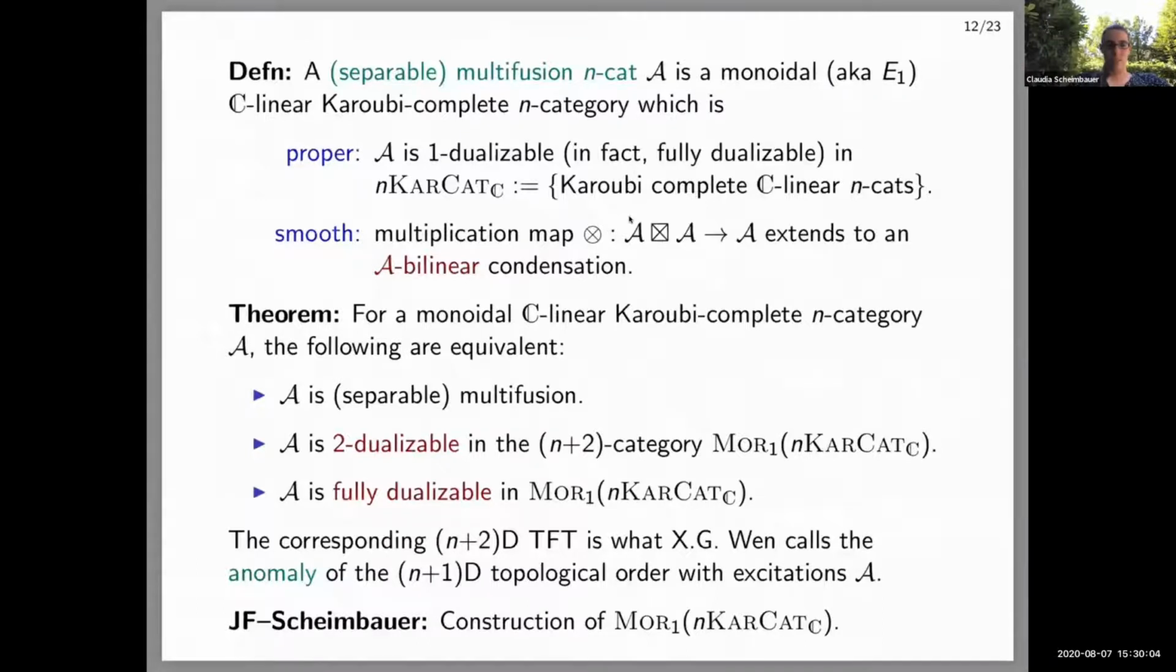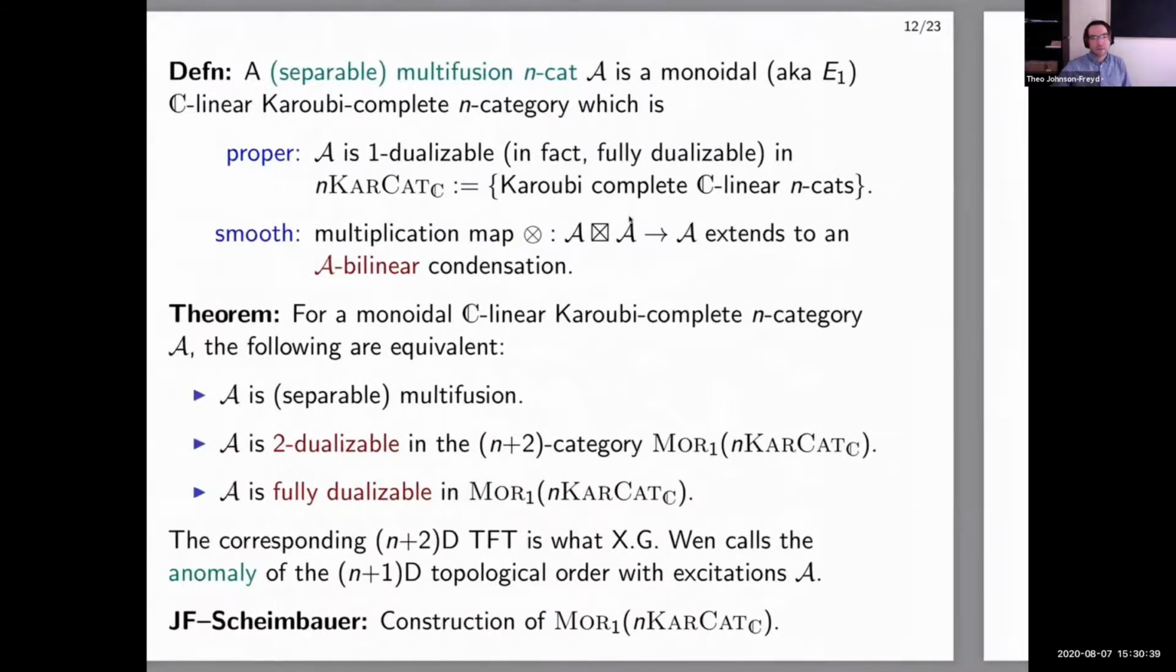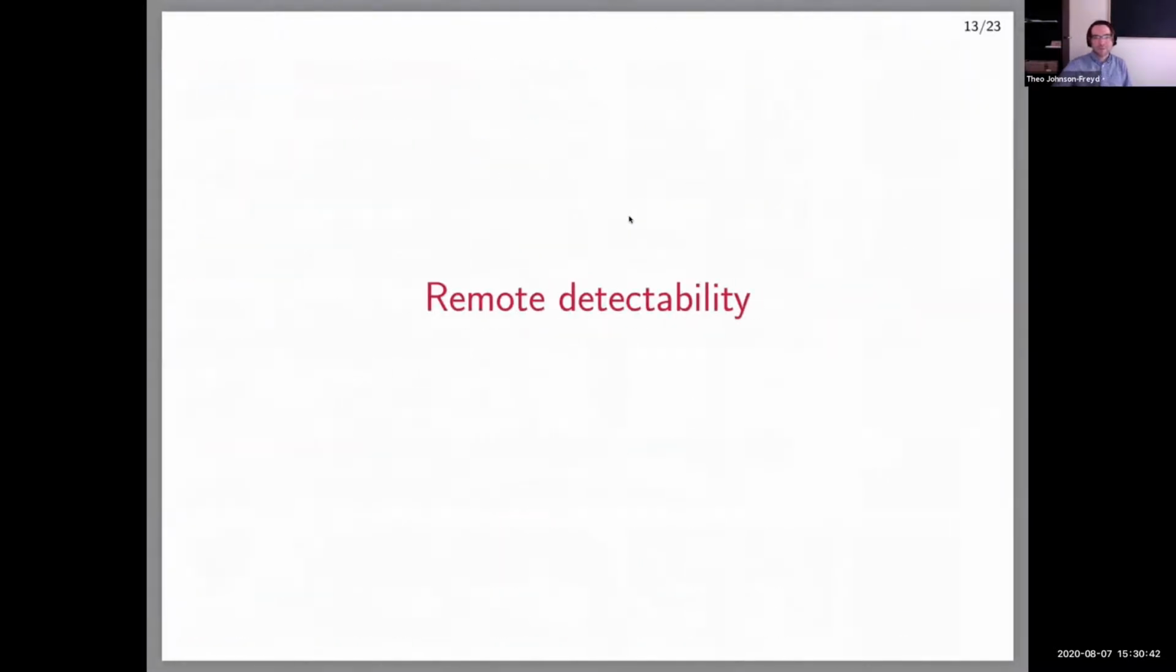So anyway, from a fusion n category, I can already give you a fully dualizable object in an n+2 category, which it means is the same as an n+2 dimensional framed TFT by Murray's theorem. And this is the TFT that Xiaogang calls the anomaly of the corresponding fusion category. That use of the word anomaly doesn't quite match what people who grew up learning math from Dan Freed used, but it's Xiaogang's name for it. So, okay. I'm going to go on, but feel free to interrupt me.